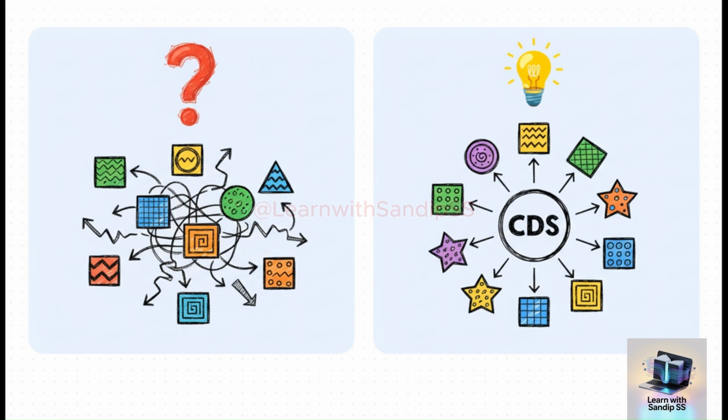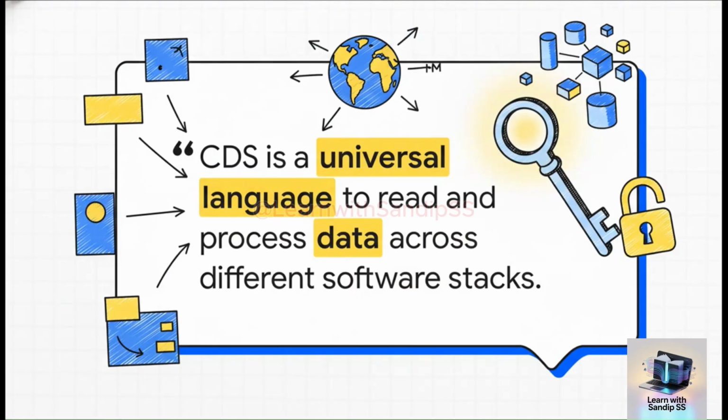So the challenge was massive. How do you get everyone to understand each other? Well, you need a universal translator. And that's exactly what CDS became. As the source material puts it, CDS is a universal language to read and process data across different software stacks. It basically provides one common way to define your data and one common way to access it, no matter which system it originally came from. It really is the key that unlocks everything else.